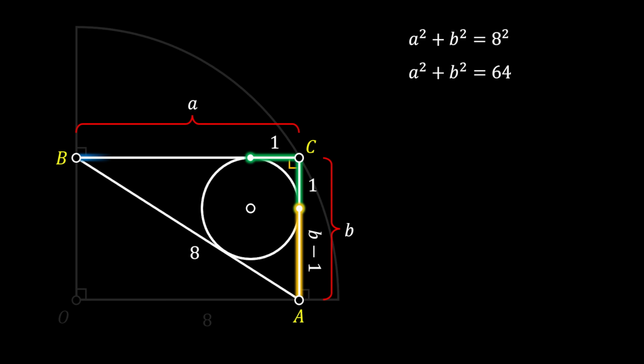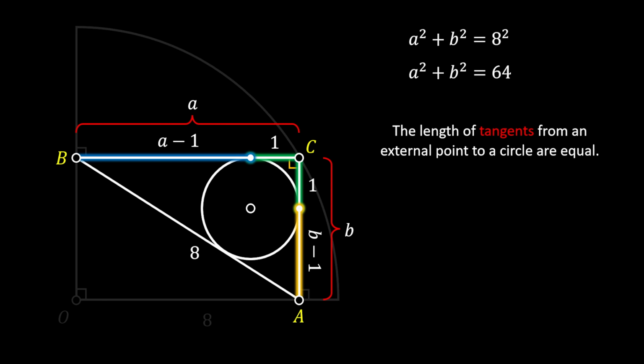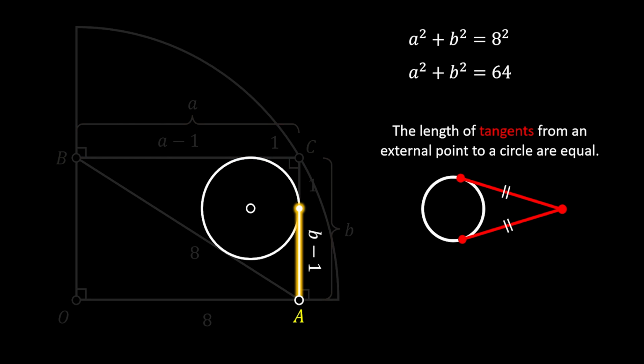We can do the same thing for the rest of the line BC, as it will be equal to a minus 1. Now we will use one really interesting property of a circle, which states that the lengths of the tangents from an external point to a circle are equal. We will first use this property on our yellow line with the length of b minus 1.